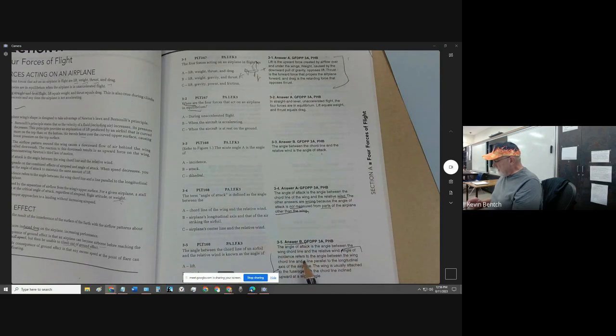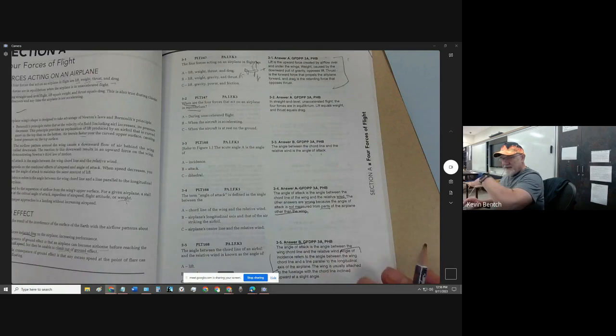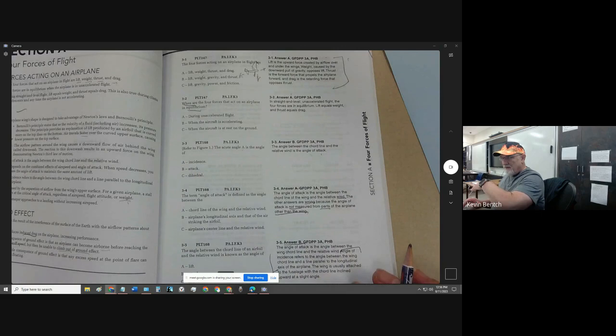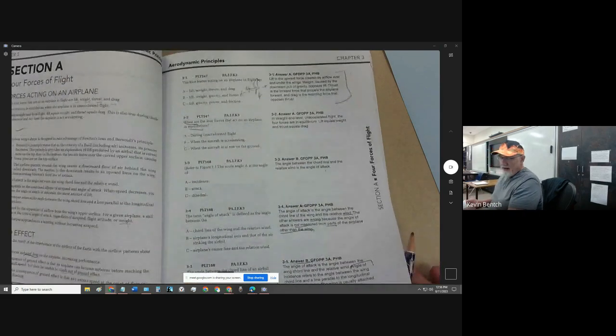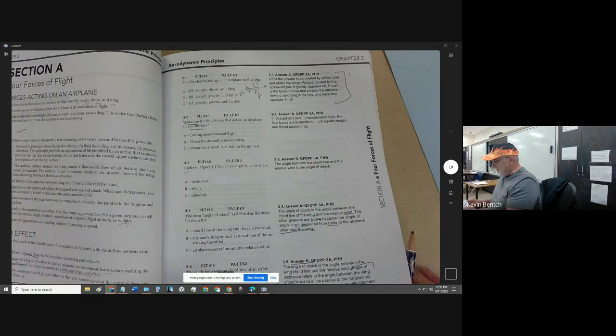Angle of incidence refers to the angle between the wing chord line and the line parallel to the longitudinal axis of the airplane. The wing is usually attached to the fuselage with the chord line inclined upward at a slight angle. And that has to do with how the plane's going to sit while you fly. I mean, you wouldn't want the angle of incidence where at normal flight, your cockpit is facing down. That would be uncomfortable. You don't want it facing too high. You'd like it to be pretty level. So that's basically what we have, and we know where to put the line of the cockpit to climb or have level flight or descend.